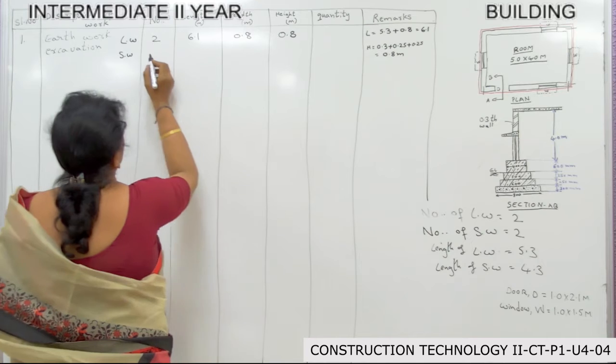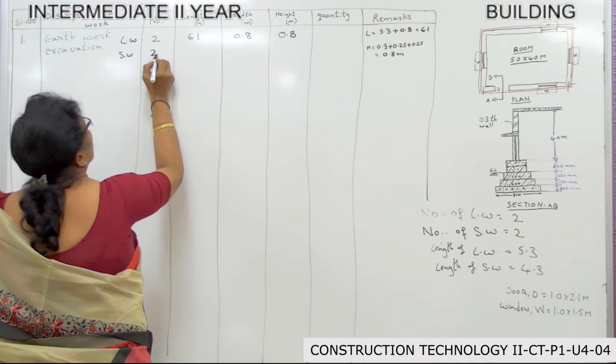Now coming to short walls. Number of short walls, how many? 2.